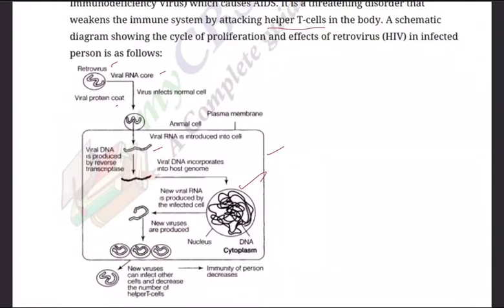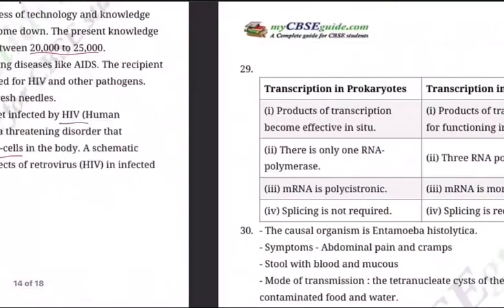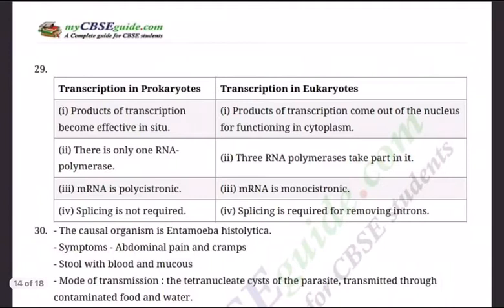The human DNA, which is incorporated with the viral DNA, then produces new viruses within the human cell. As a result, the human cell gets blasted off, and the new viruses can infect other cells and decrease the number of helper T cells. So the immunity of the person thus becomes deficient or decreased.